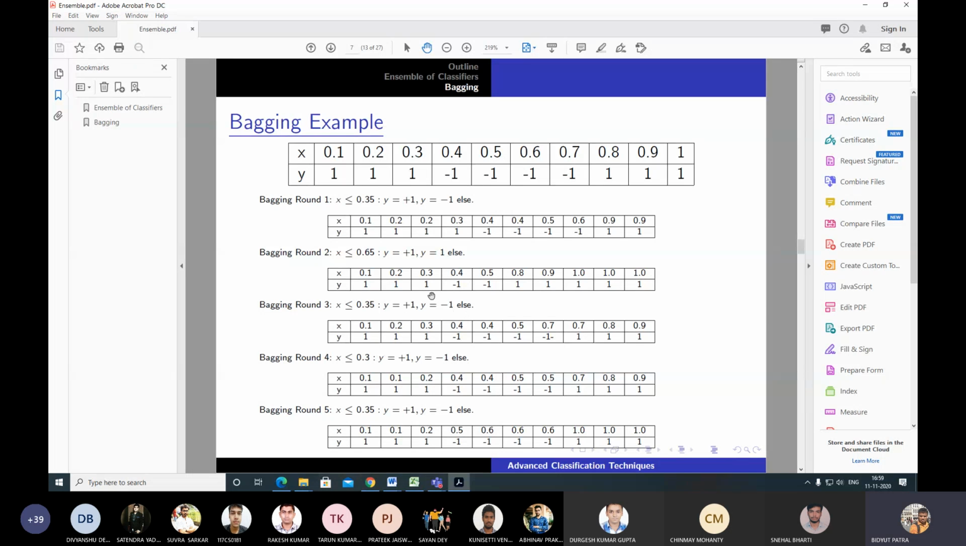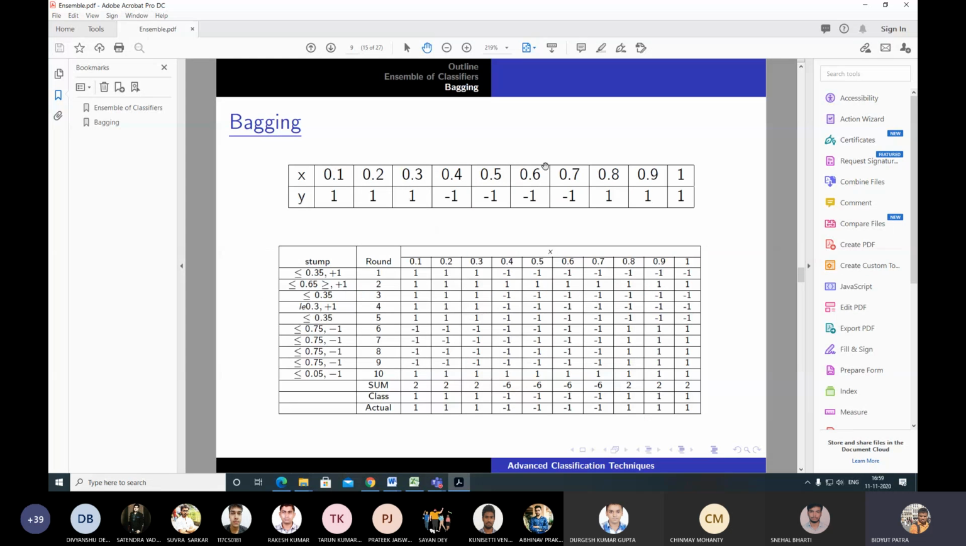Okay, so now what you do: no single decision stump can achieve zero training error. But if we combine these 10 decision stumps, then we will get zero training error. That we'll show in the next slide. So here we go. The original training data is this one. There is no change. 0.7 was -1, so I kept -1.